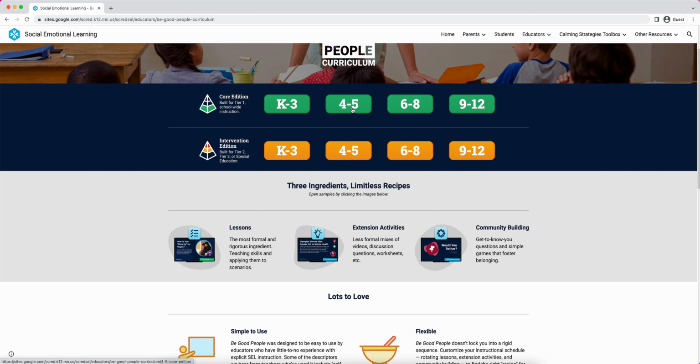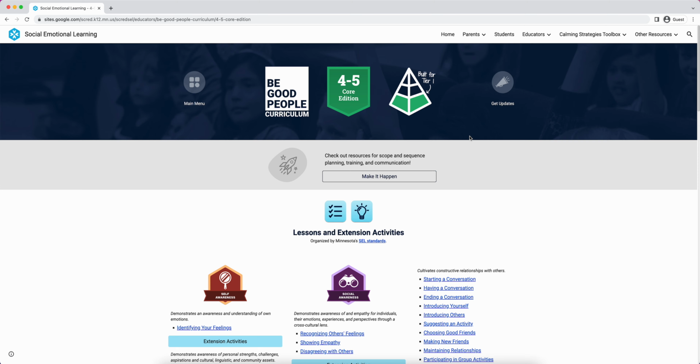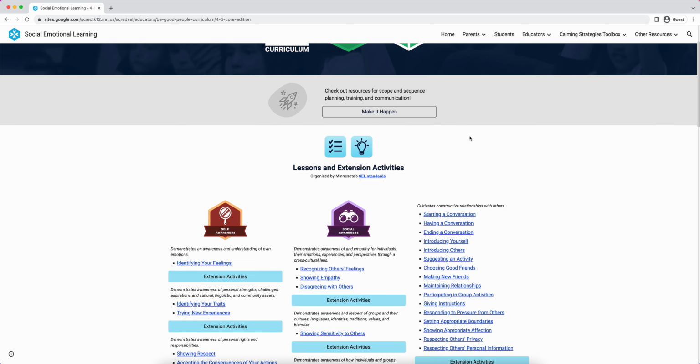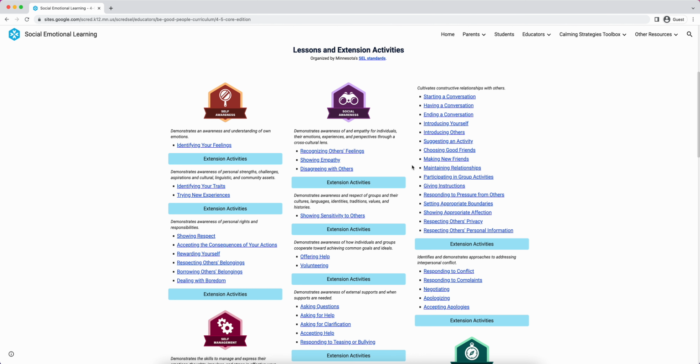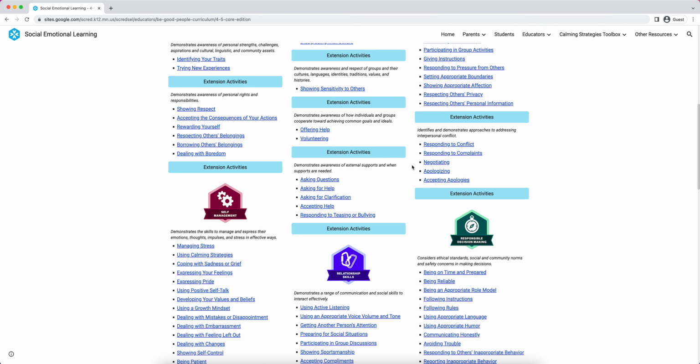Now that I've explained those 3 pieces, and we're going to go through all of them in this video, I'm going to click this 4 through 5 green button to get to the 4 through 5 core edition. This page is laying out all the content, but on a day-to-day basis, hopefully your school has used one of our example schedules, and you have, for example, a spreadsheet where week to week our weekly schedule is defined for us, so that we're all keeping across classrooms, across a grade level, on the same pace of topics throughout the school year.